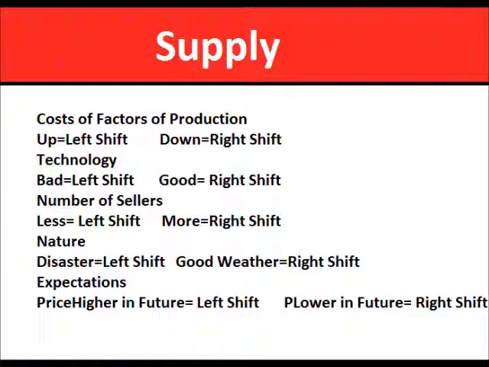And expectations can also cause a shift in the supply curve. This is because if prices are expected to be higher in the future, instead of selling, the suppliers will hold on to their inventory, thus reducing the quantity and supply in the market, causing a left shift. The inverse of this being, of course, that if they expect the price to be lower in the future, they're going to try and sell as much as they can while the price is high.